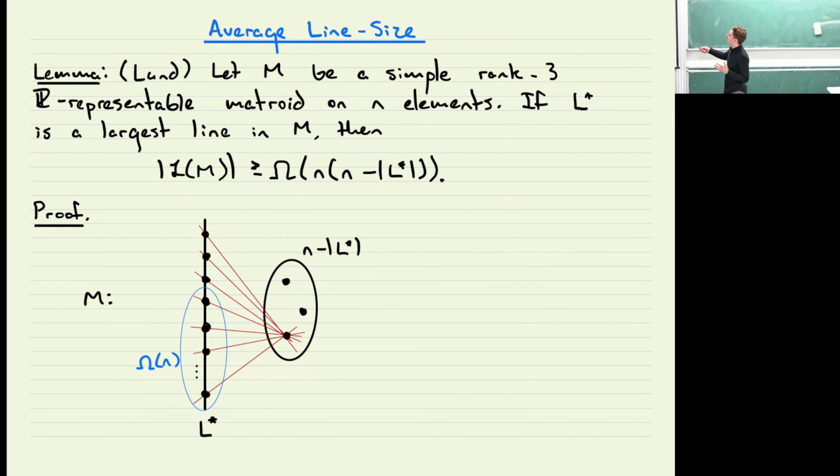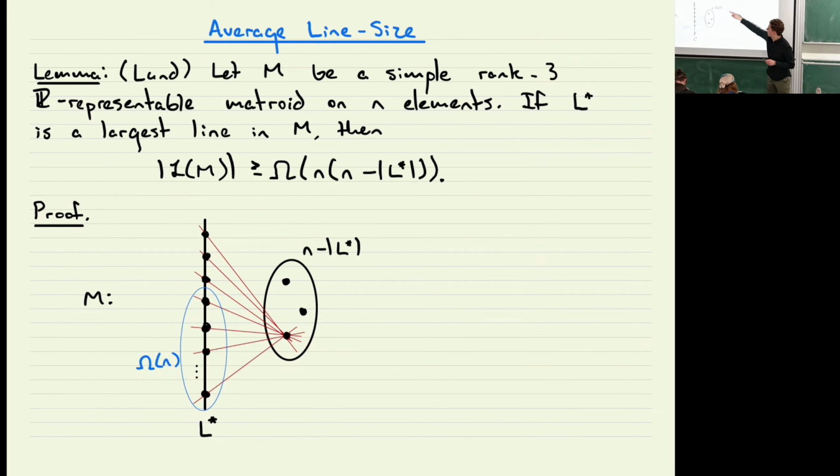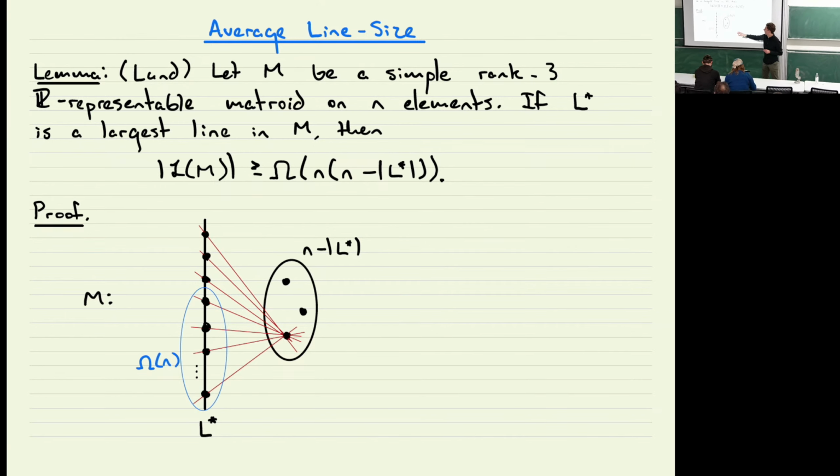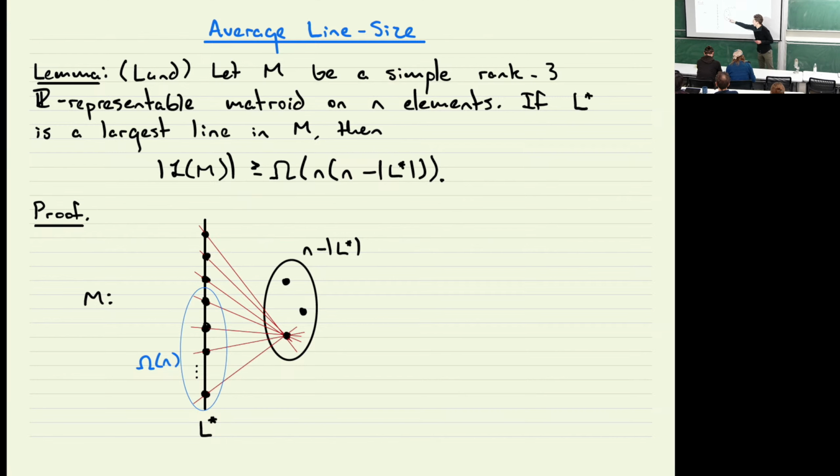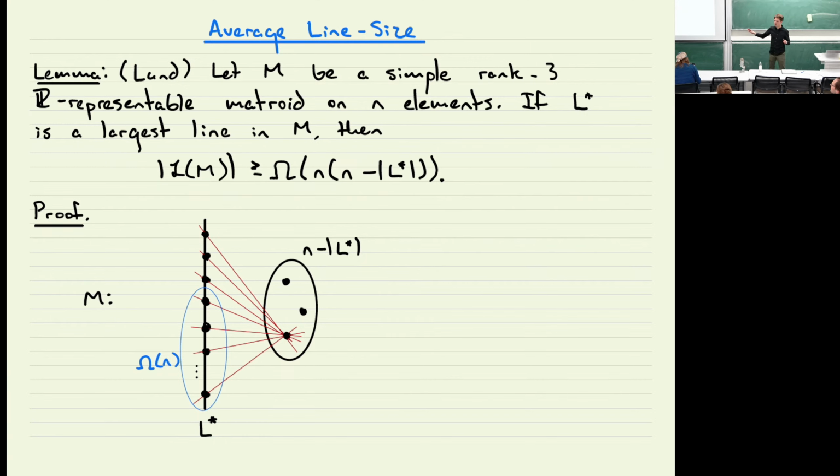But this is how you get the result, right? So there are n minus L star points sitting outside of the big line, and then for each of those points, you just count up the lines that consist only of that point and a point in L star. And by doing that, you don't get any double counting.